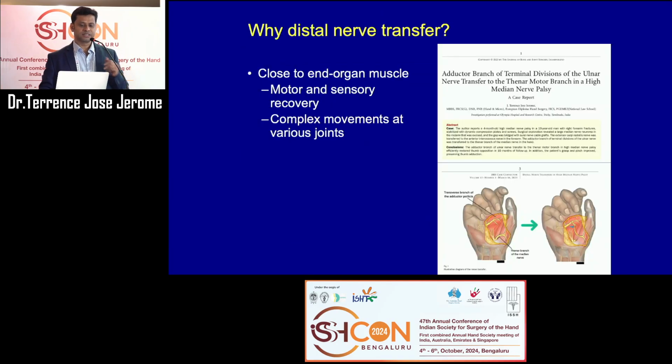Then why distal nerve transfers? These are very close to the end organ, and you can get more than one movement, because as the professor says, tendon function is one tendon, one function, but one nerve can give multiple functions.